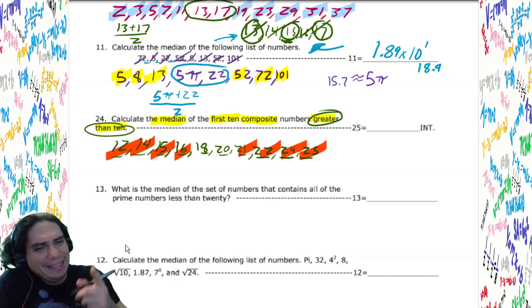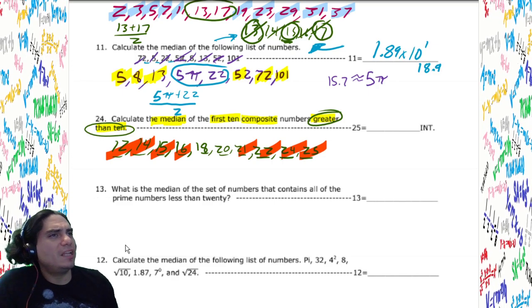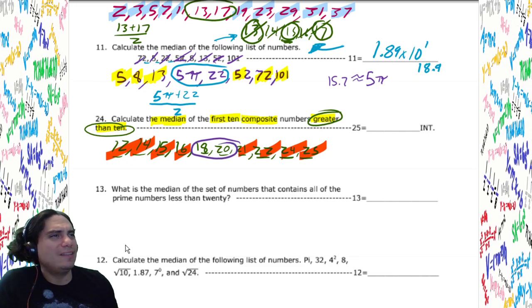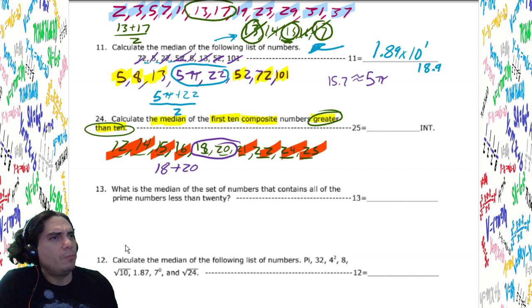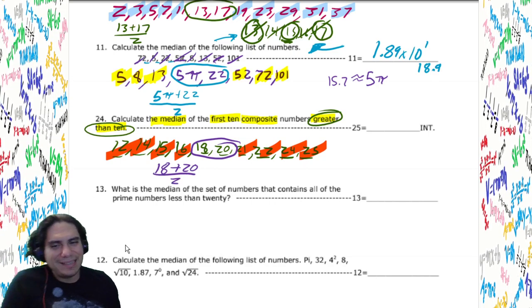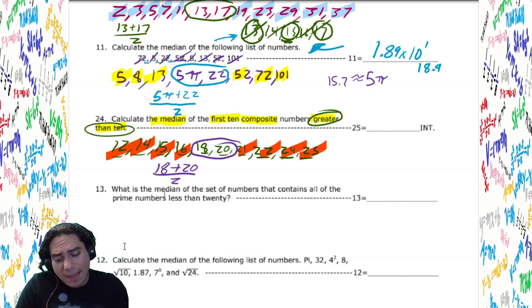Since we have an even amount of numbers, there's going to be two numbers we add. There's not just going to be one in the middle. It's going to be two numbers in the middle. In this case, we got 18 and 20. That one is going to be pretty easy. You could probably figure out the middle number is going to be what's right in the middle of 18 and 20. Is 19.